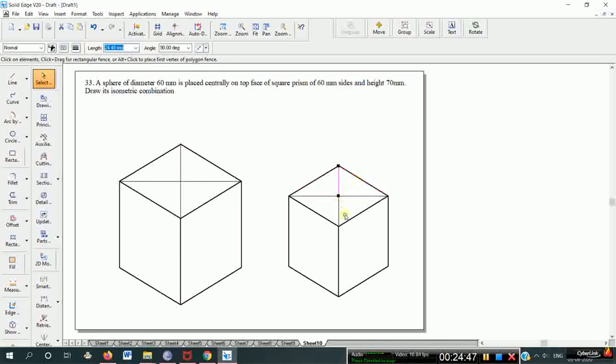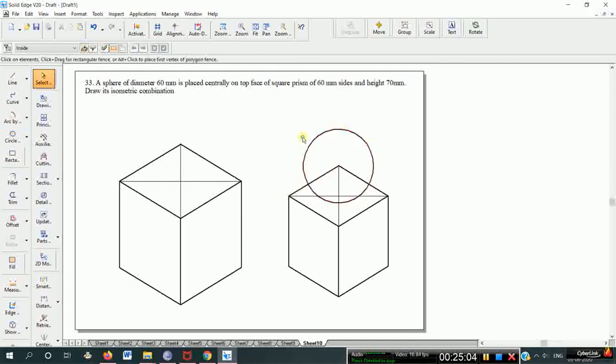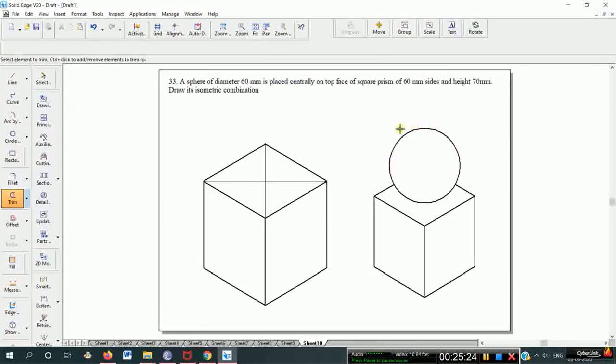Okay, so now I have converted everything to isoscale. Now I will construct the sphere with a visible line. The actual diameter given is 60. This is the construction procedure for a sphere and a combination of a sphere with any other solid. Now I will trim out all the rest of the things. This is how it looks when a sphere is placed on a square prism.